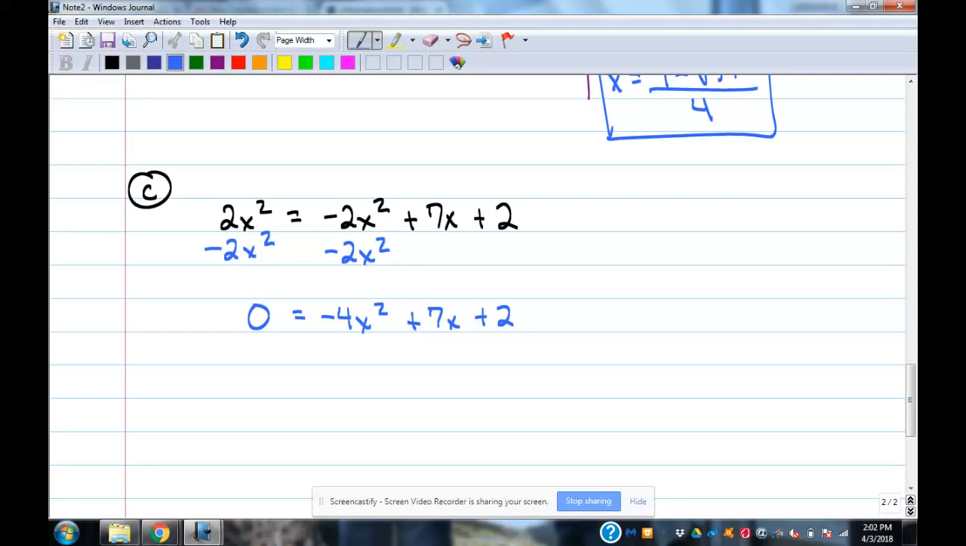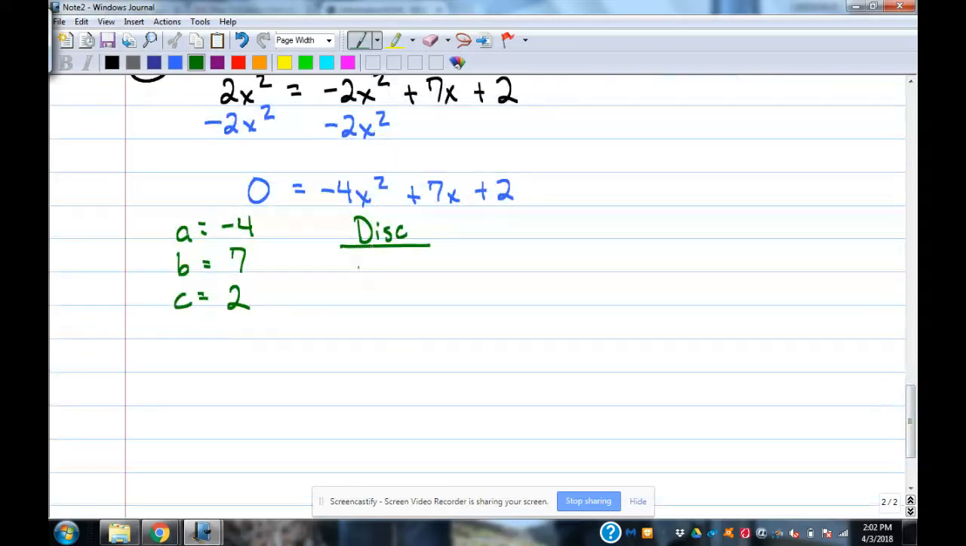Okay? Now, from there, we get A, B, and C. What's A? Negative 4, B, C. All right. What's the next thing we find? The discriminant. What's the formula for that again? Yeah, B squared minus 4AC. So B squared be 7 squared. 4 times A times C. Okay. We're just putting in the B, A, and C into the problem.